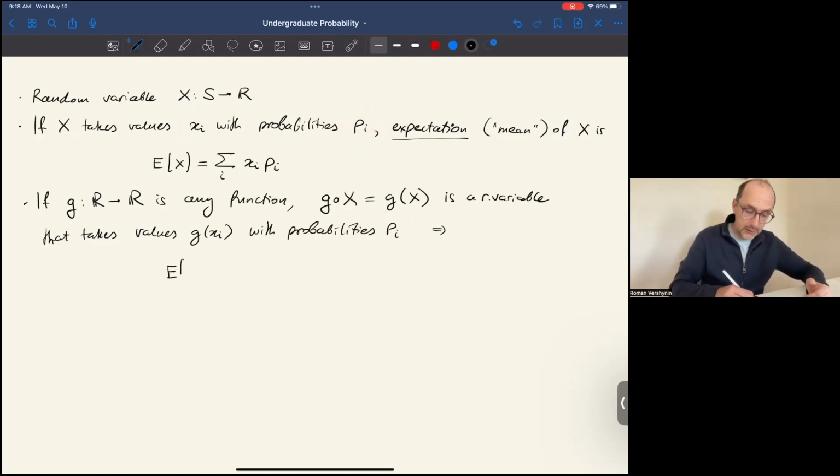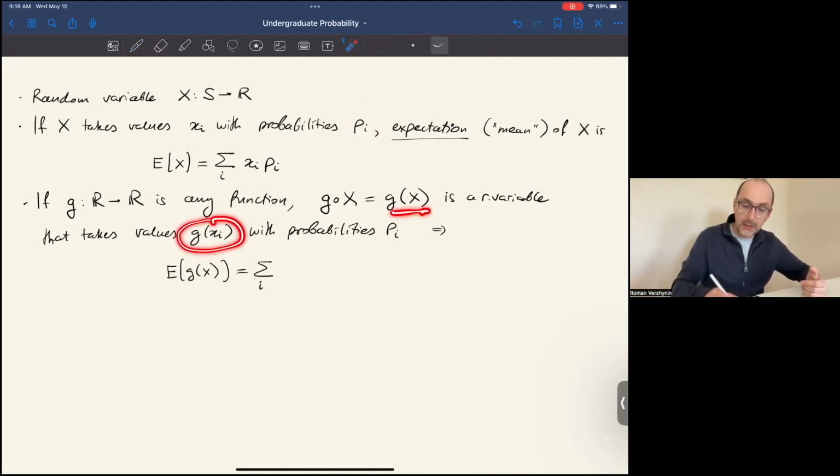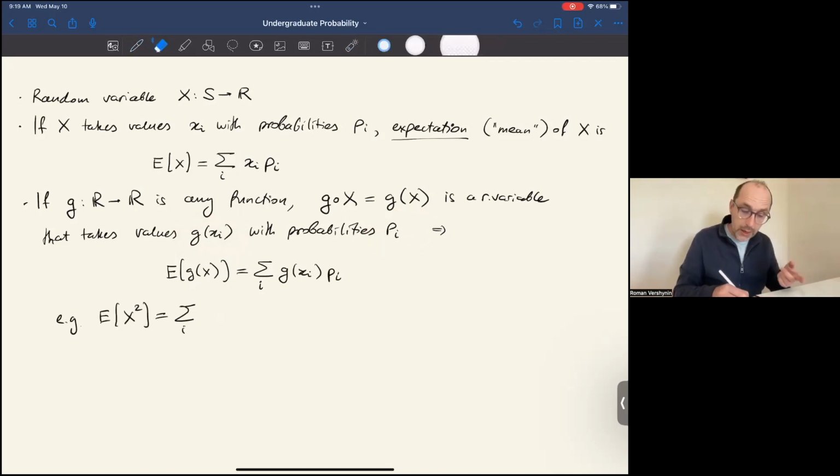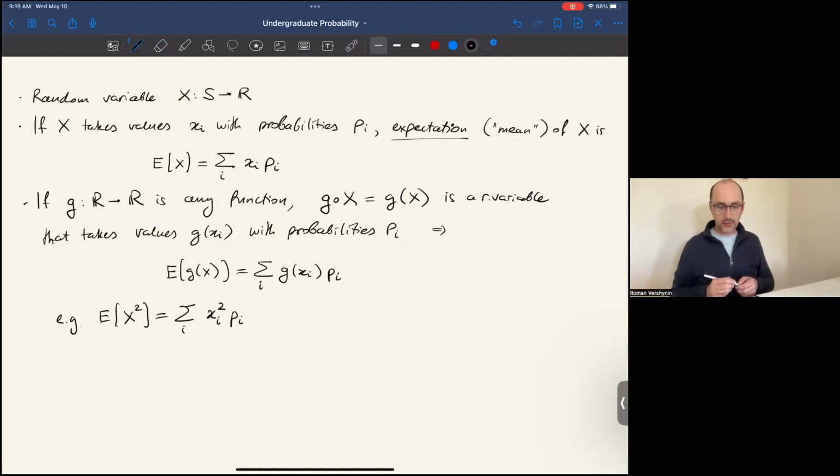So the expected value of g of x can, by definition, be computed by multiplying each value by the corresponding probability and then summing overall values. So for instance, the expected value of x squared is computed by squaring each value of x, then multiplying by the original probability and summing overall values.